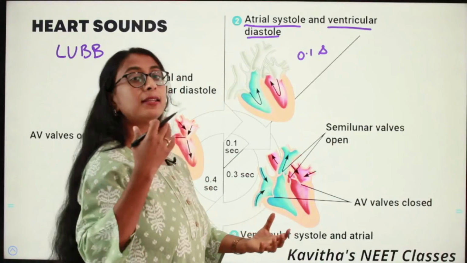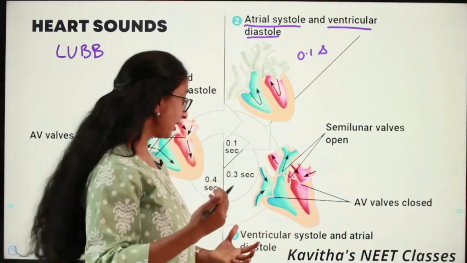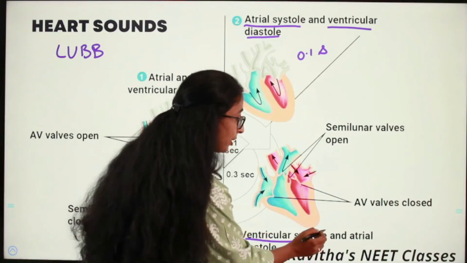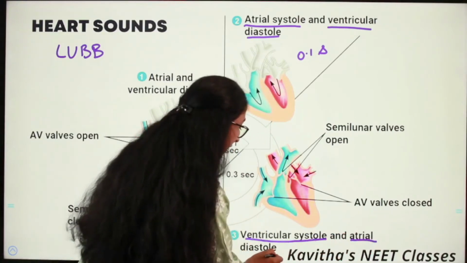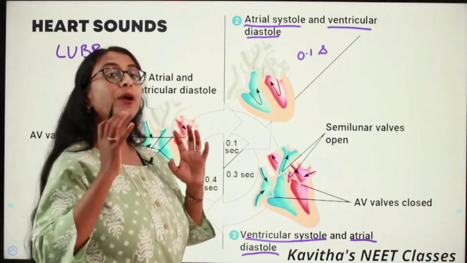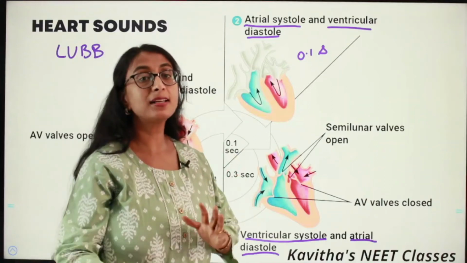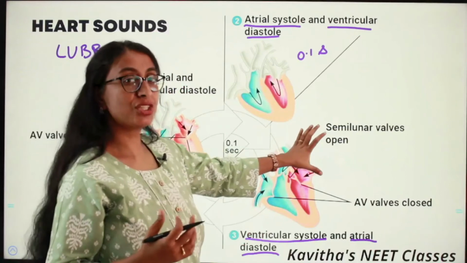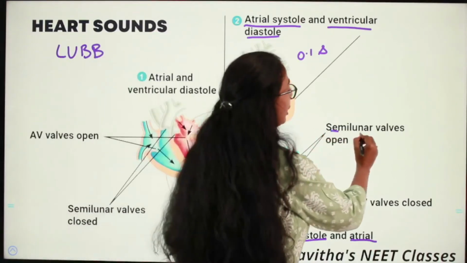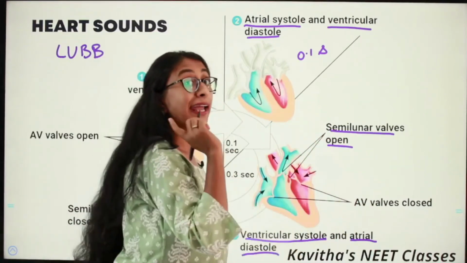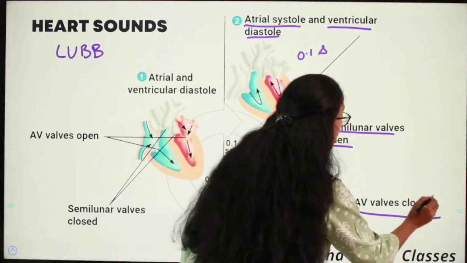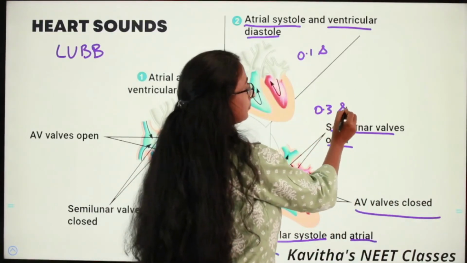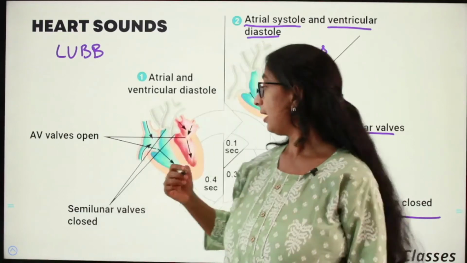So as the blood is pumped from the ventricles to the pulmonary artery and the aorta, the ventricle starts relaxing. At this stage you can see ventricular systole and atrial diastole happen. That is, when the ventricles are in a contracted state, the atria are in a relaxed state. At this stage, the semilunar valves are open, whereas the atrioventricular valves are closed. This stage lasts for 0.3 seconds.